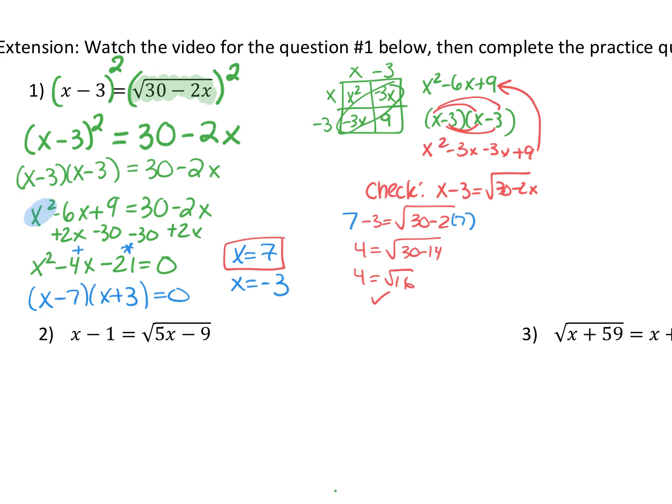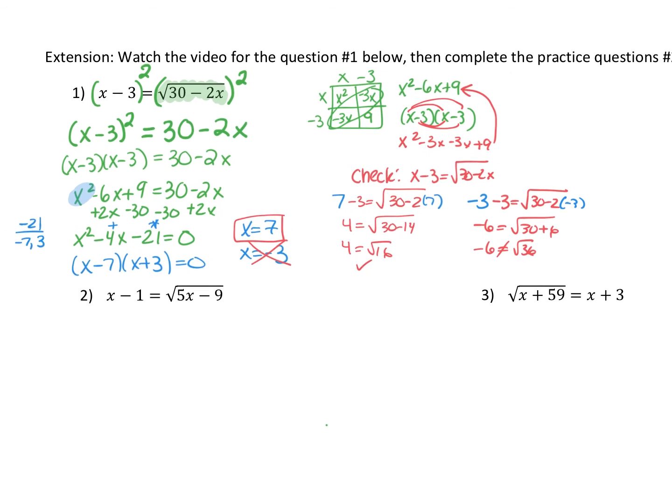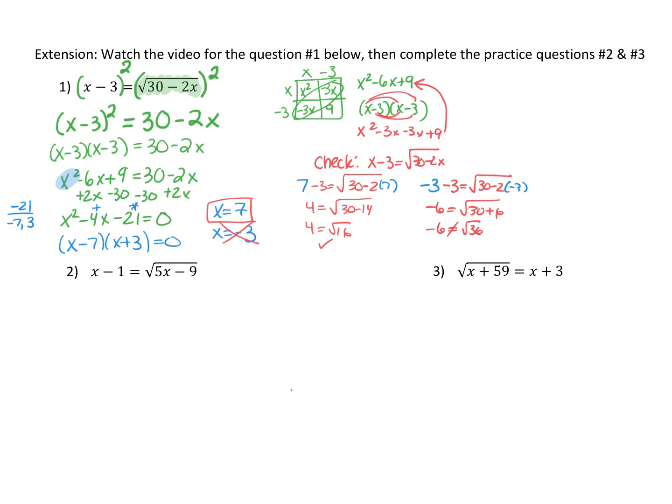Let's try it with negative 3. So I'm going to end up with negative 6 equals the square root of 30 plus 6. So negative 6 equals the square root of 36, which is not true. So negative 3 does not work, only 7 works. So that's how you would solve this equation. You can try problems 2 and 3 and then check those answers on the answer key.